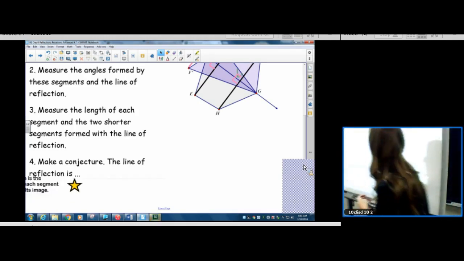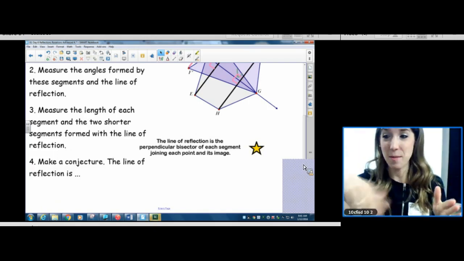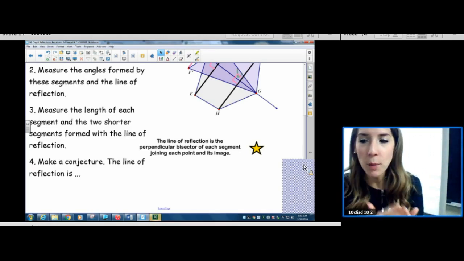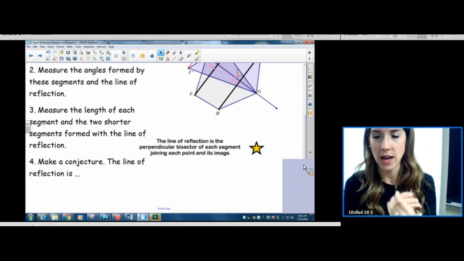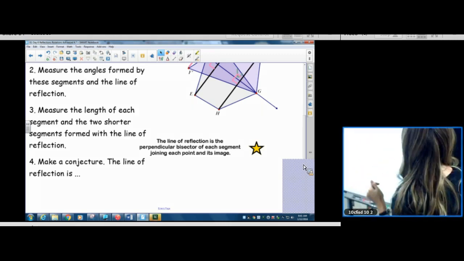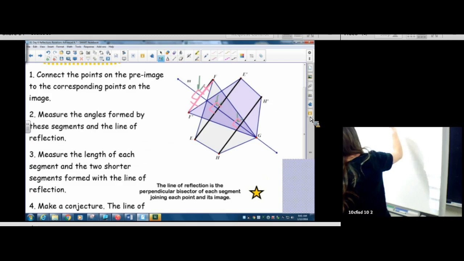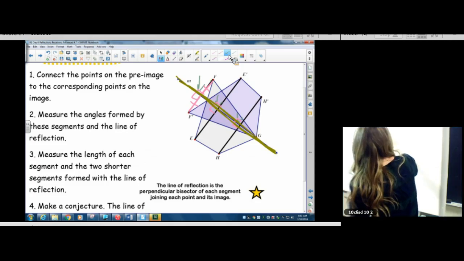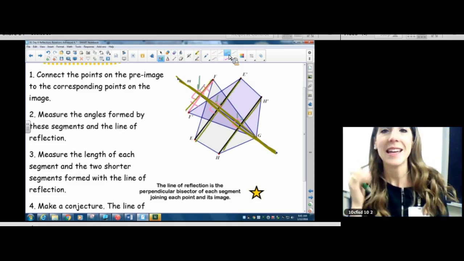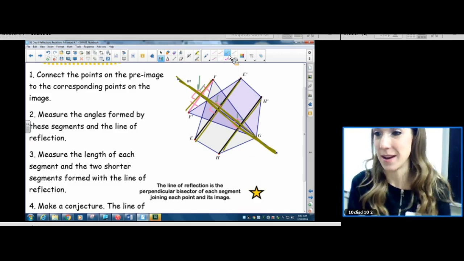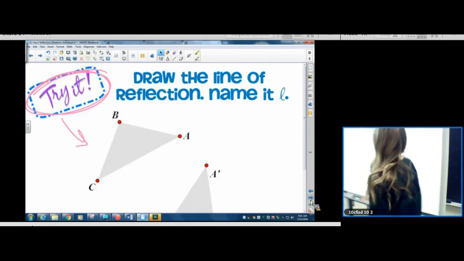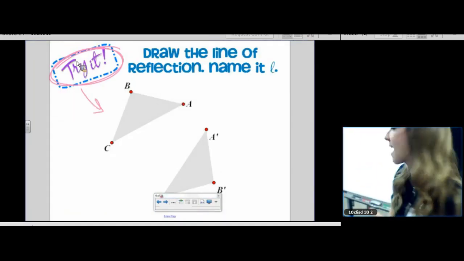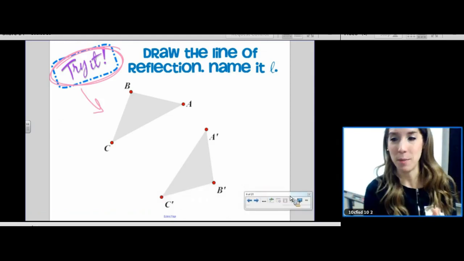The line of reflection, this is actually in your notes, like the table notes. All the answers are in the fourth column. The line of reflection is the perpendicular bisector of each segment joining the point in its image. So this line, M, is the perpendicular bisector of FF prime, EE prime, and HH prime. It cuts them in half, and it intersects them at 90 degrees. So, armed with that knowledge, we are going to see if we can draw the line of reflection ourselves, now that we know that the line of reflection is the perpendicular bisector.